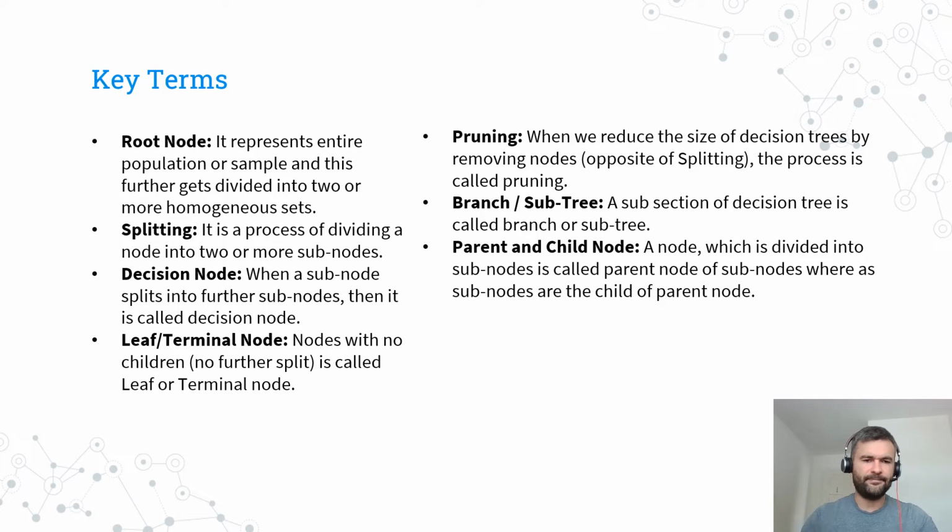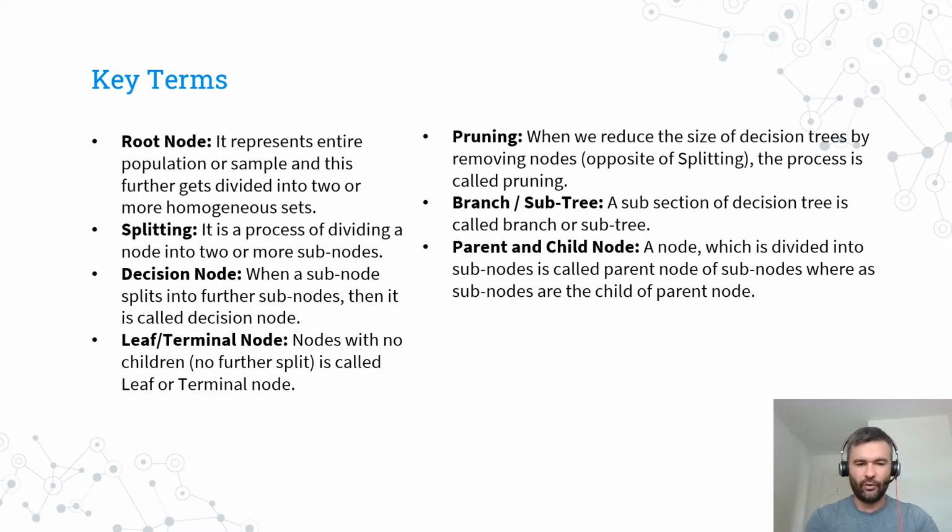Before we dive in, let's clarify some key terms which are going to really help you to understand random forests. The first one is a root node. Now, the root node represents the entire population or data set, and from the root node this gets further divided into two or more homogeneous sets. Splitting is the process of dividing a node into two or more subnodes, and a decision node is when a subnode splits into further subnodes. That's where the splitting takes place.